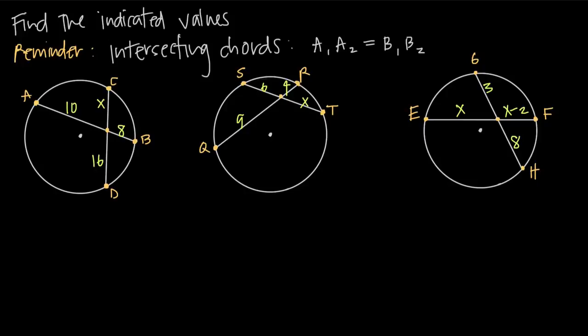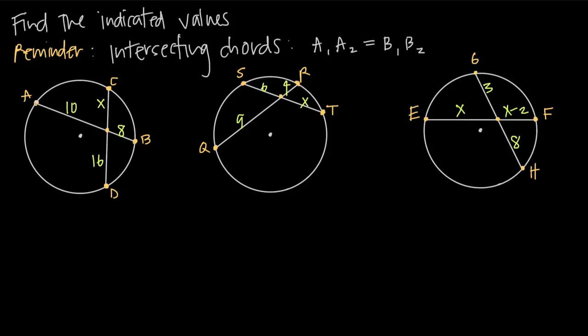In this video, we're talking about the interesting thing that happens when two chords intersect one another inside a circle. So if we look at this first figure here, we have a circle, and we have two chords in the circle. Remember that a chord is basically just a line segment inside of the circle that has its endpoints on the perimeter of the circle.